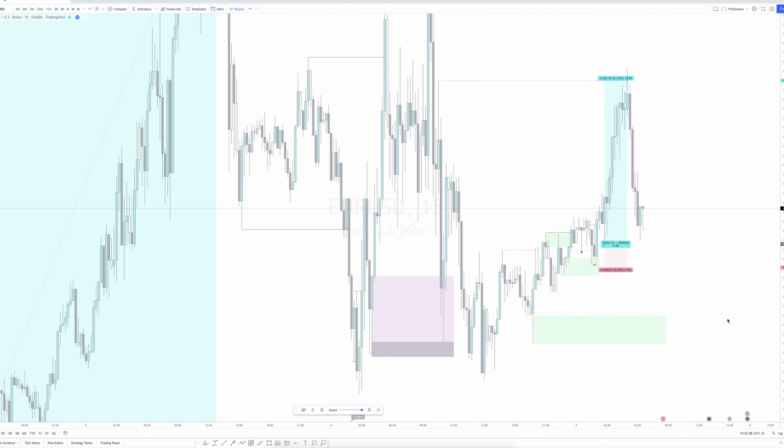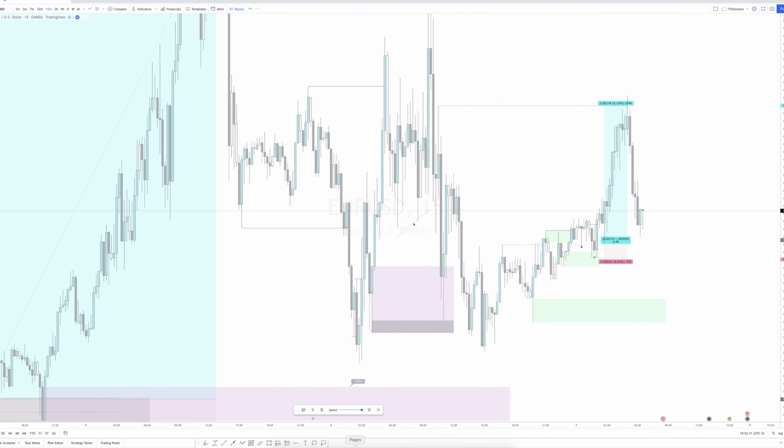So if we go to the M15, we can see that price creates structure, and structure is king. We have this lower high here, this lower low, this lower high.